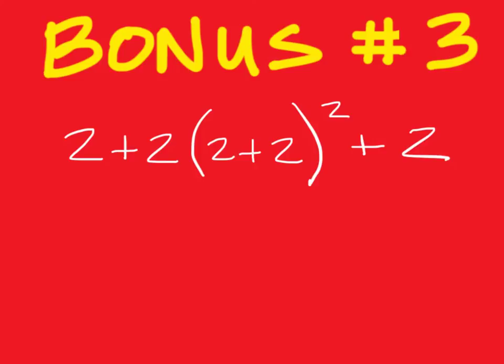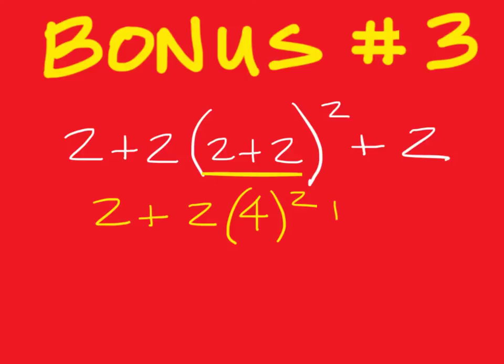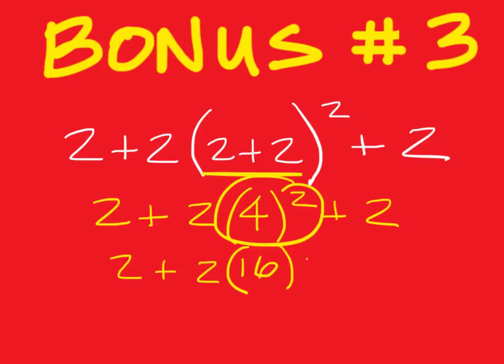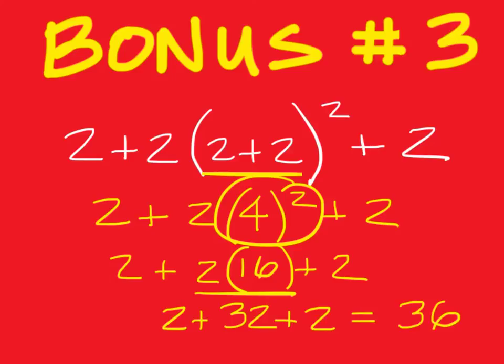On bonus number 3, 2 plus 2 is 4. And then we have to keep everything else the same. 4 squared is 16. Keep everything else the same. 2 times 16 is 32. And then add left to right to get 36.